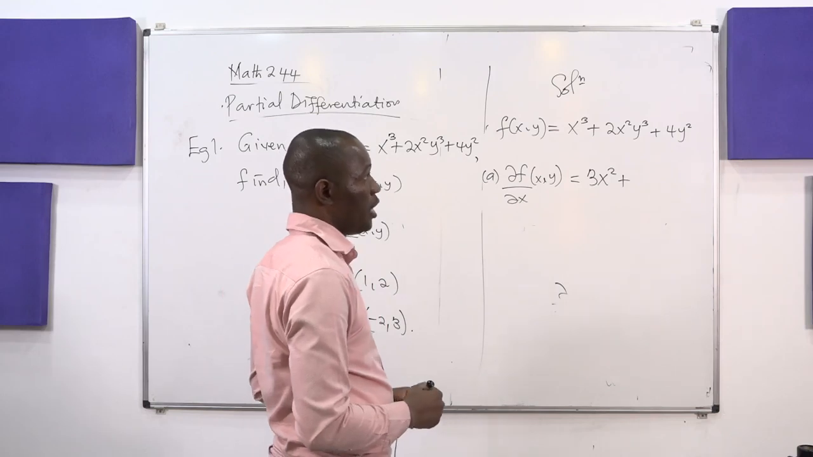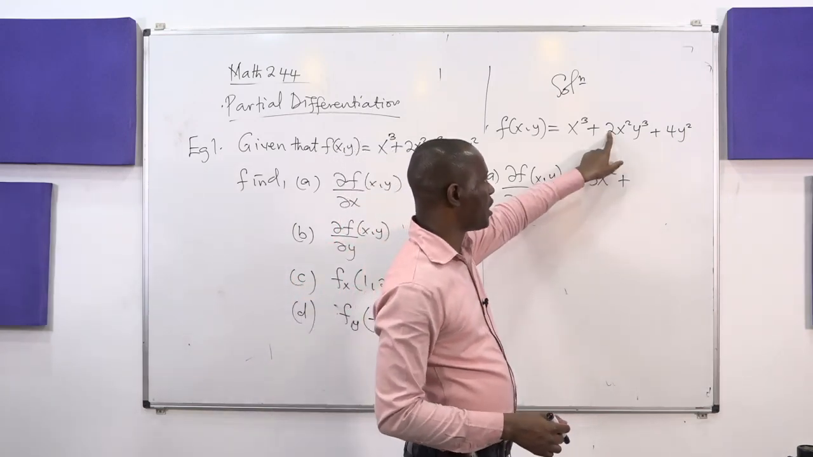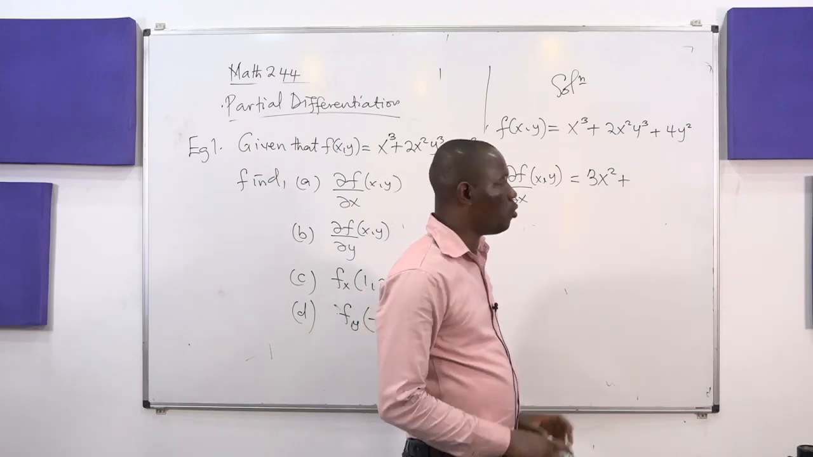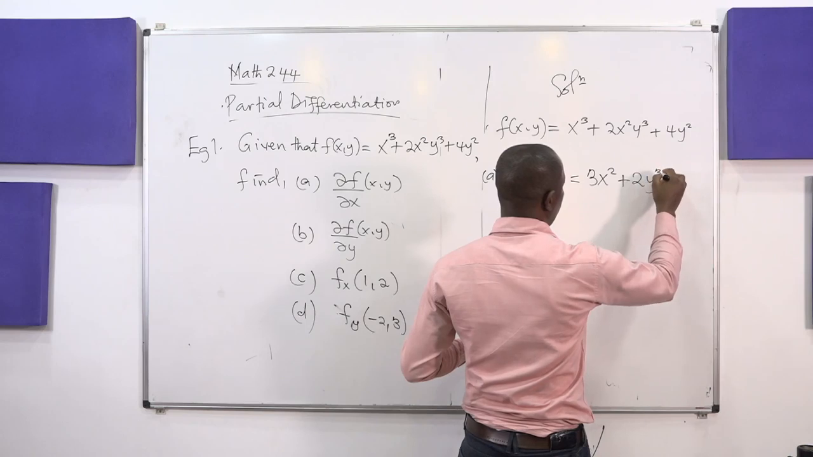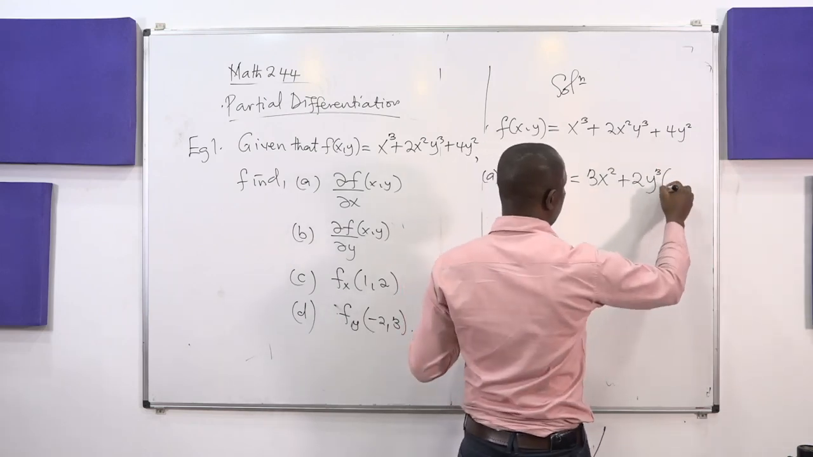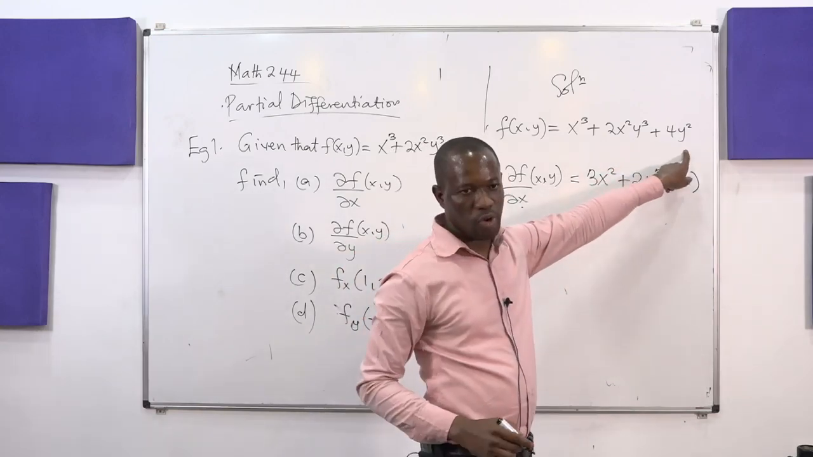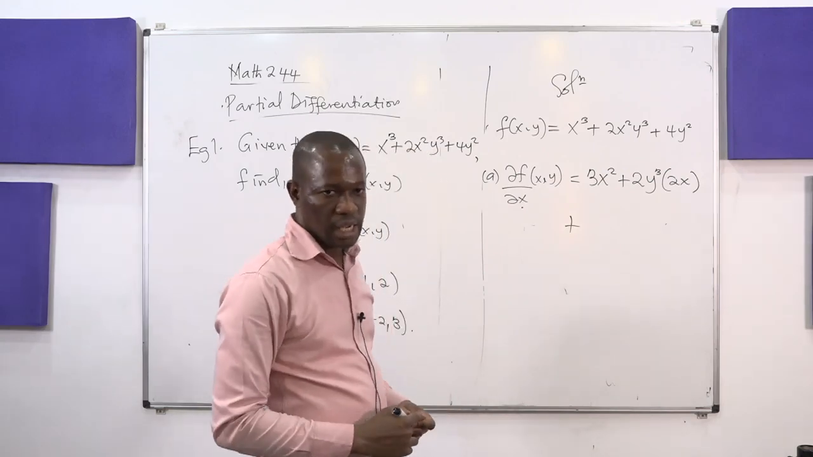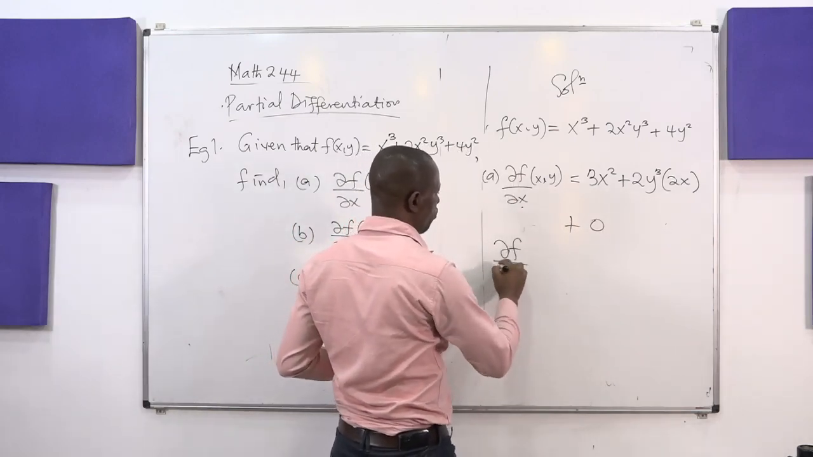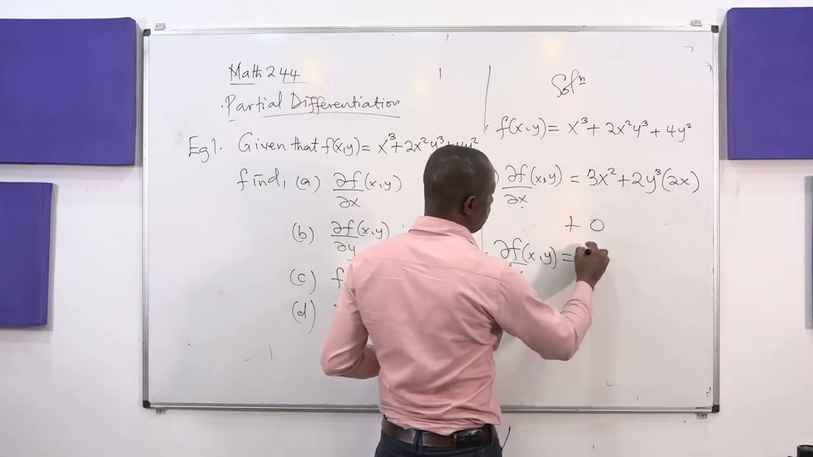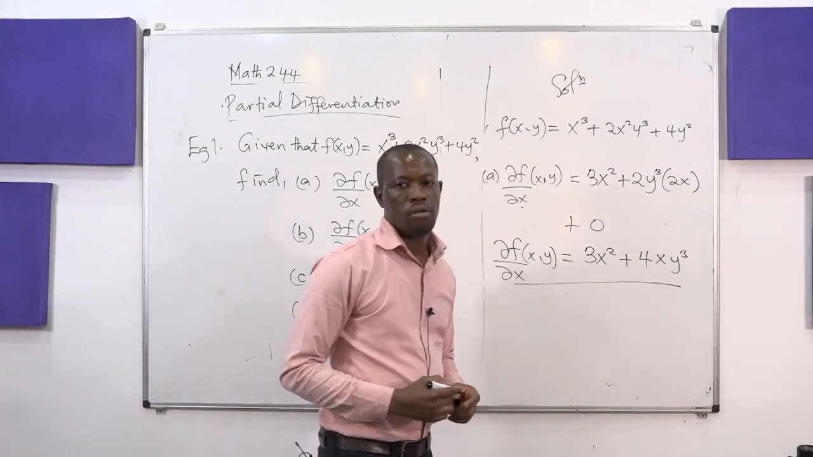Plus, look at the middle one. We have a product of 2x squared and y cubed. But look at the denominator: we are differentiating partially with respect to x. So 2 is a constant and y cubed is also a constant. We are not going to tamper with 2 and y cubed, so we keep 2y cubed, then differentiate x squared, and we get 2x. Then plus 4y squared: 4 is a constant as well as y squared, so differentiating a constant gives 0. So the partial of f with respect to x is 3x squared plus 2 times 2, which is 4xy cubed.